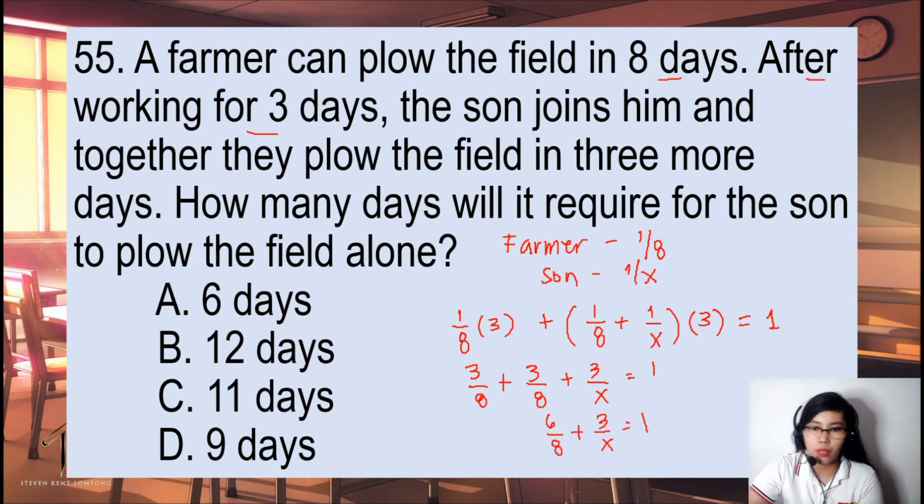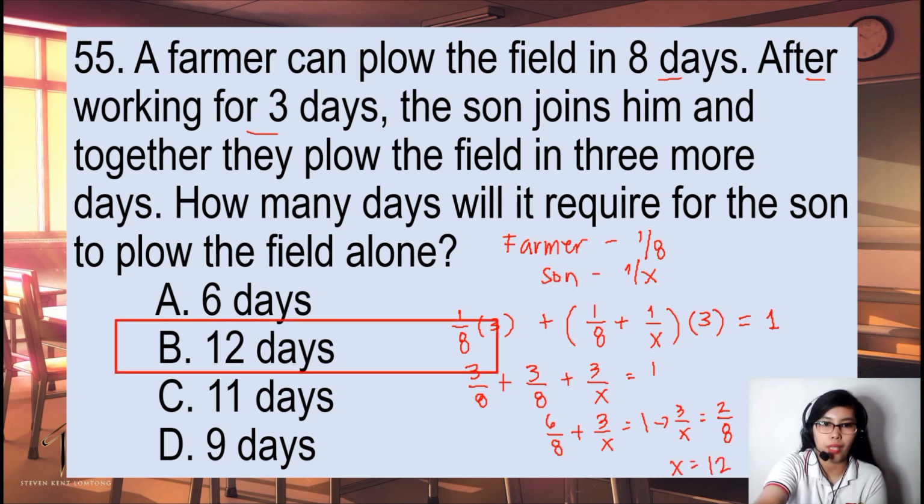You can just use shift solve or use algebra in order to solve this. So, we'll have 3 over x equal to 2 over 8, and x is equal to 24 divided by 2, that is 12. And that is our answer. Okay, so it will take 12 days for the son to plow the field alone.